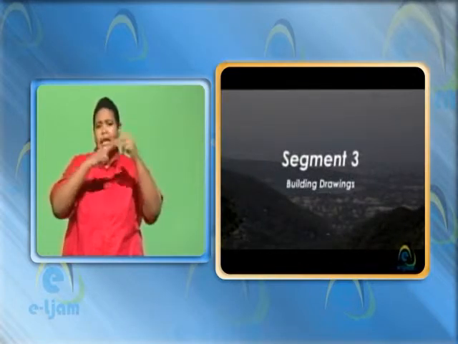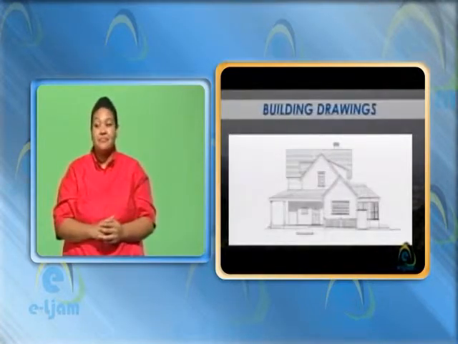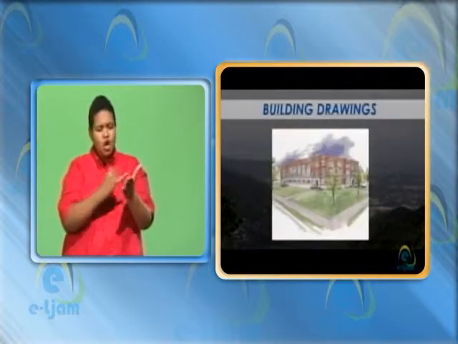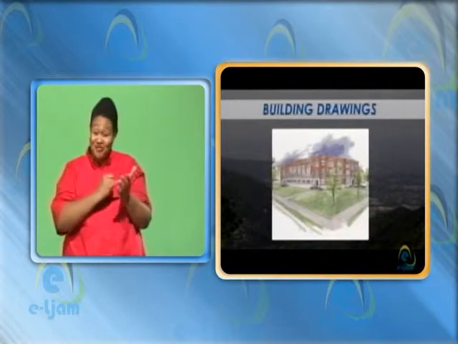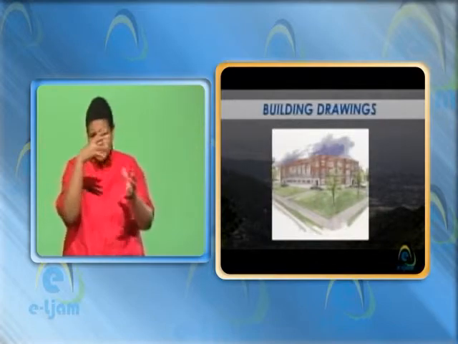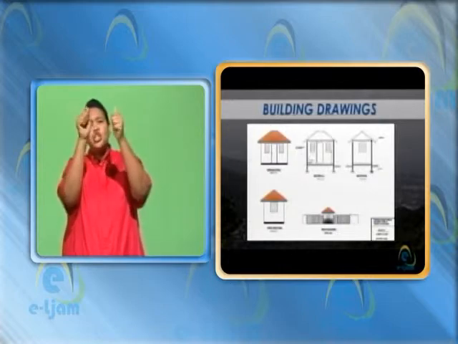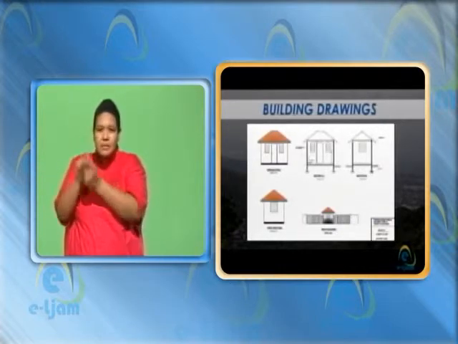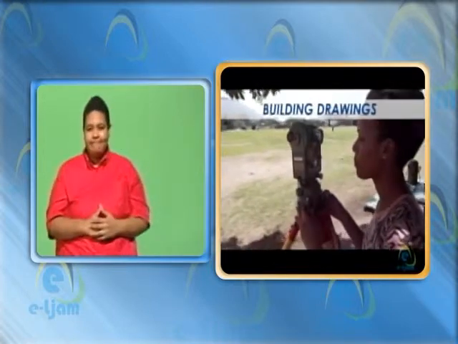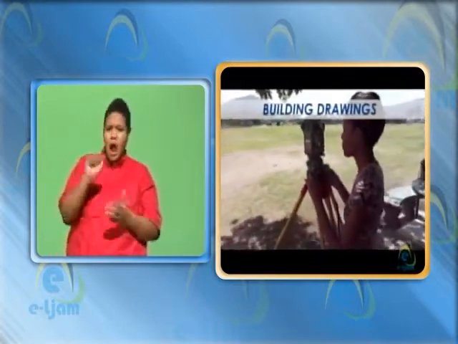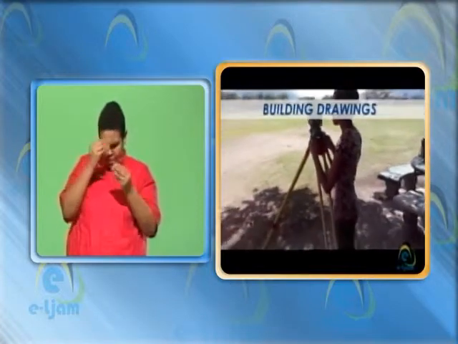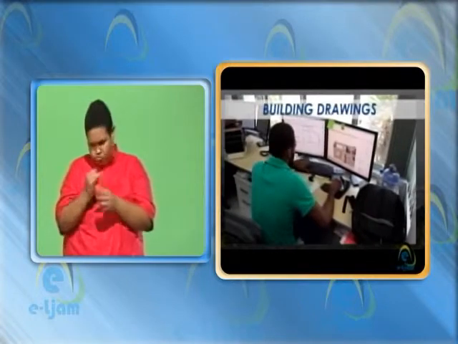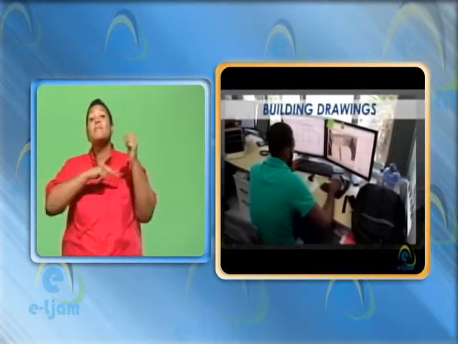Segment 3. Building Drawings. The first step towards the construction of a dwelling is to prepare a drawing or a sketch. Drawings are important as they contain information regarding the size, shape, type of materials, and important specifications for the safety of the buildings. An architect will use the preliminary information obtained from the site investigation and develop a set of working drawings. Some builders and draftsmen also provide this service.